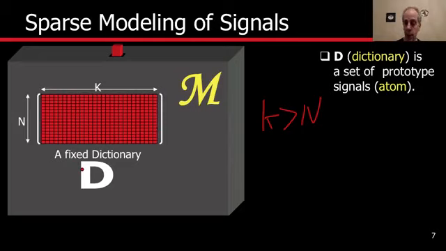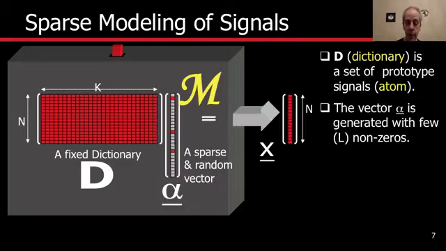The second element of sparse modeling is this vector alpha. We have a vector alpha that has to have dimension k, and we multiply the matrix D, the dictionary, by the vector alpha, and we produce the signal that we are trying to model. What's particular of this vector alpha is that the number of non-zero entries of the vector is very small. We represent those by these red dots. We have at most L non-zero entries.